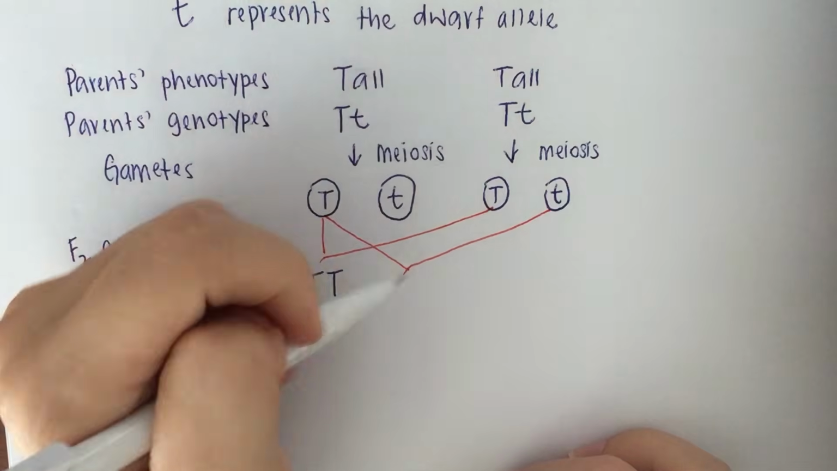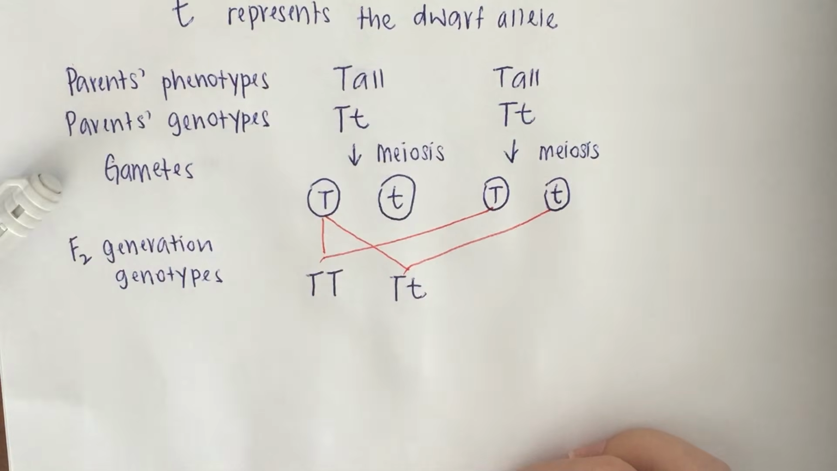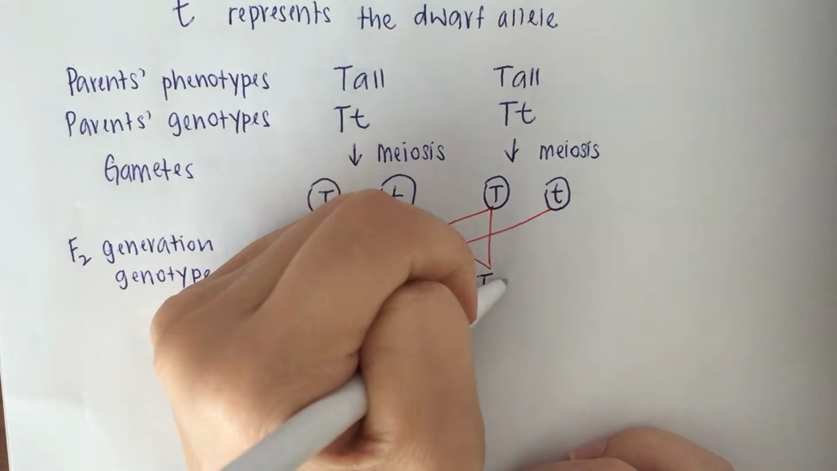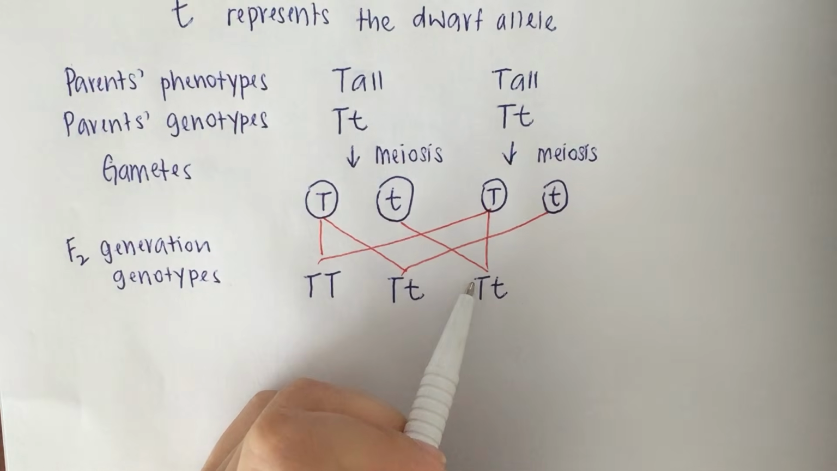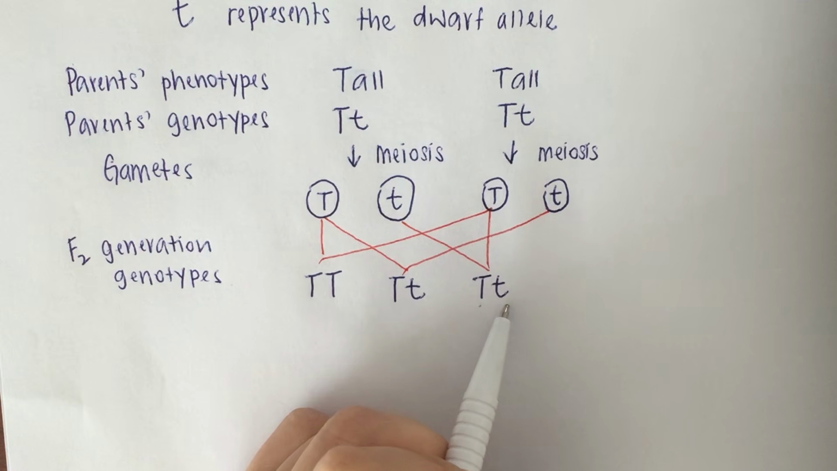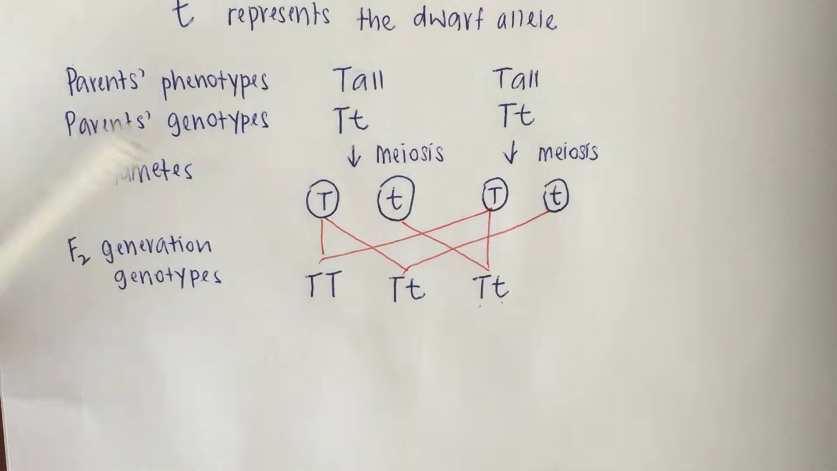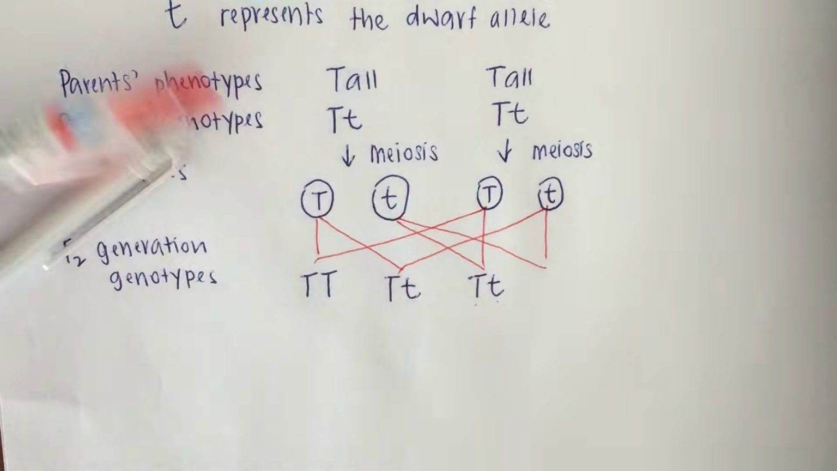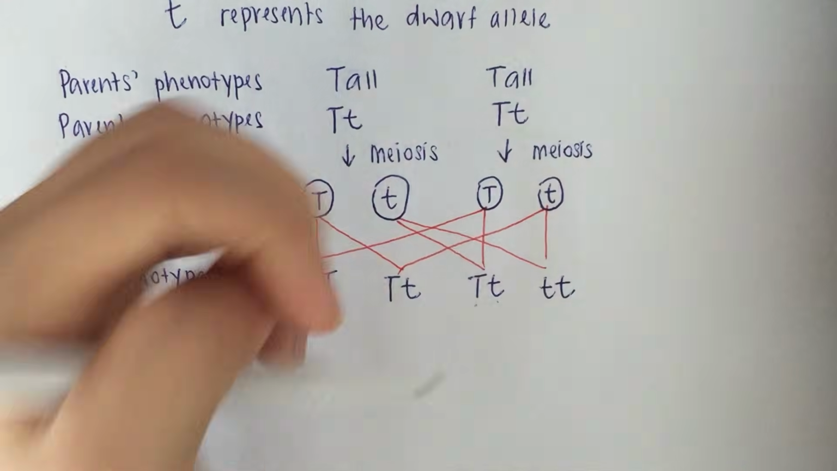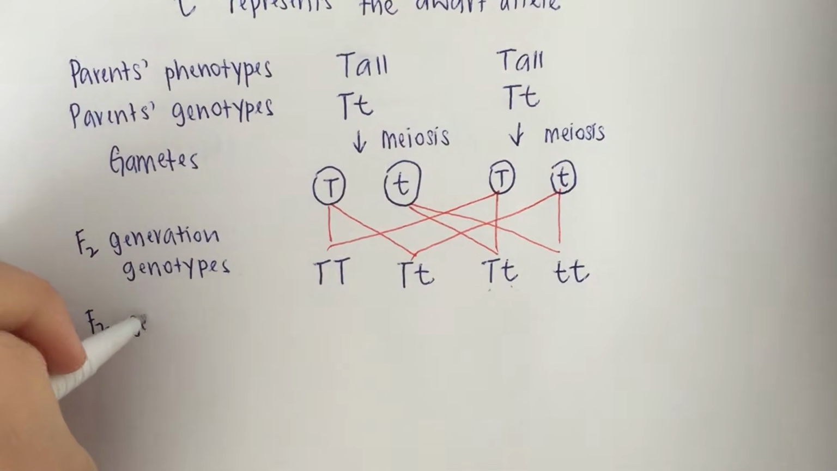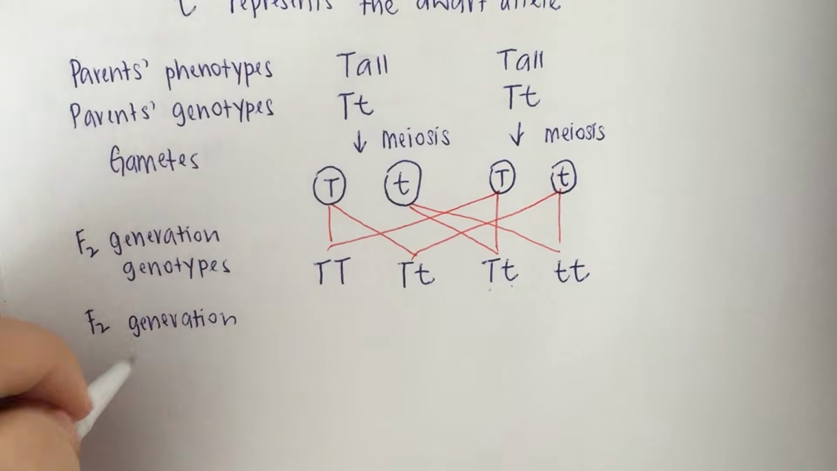This gamete with this gamete, right? Now bear in mind that by convention, we always place the dominant allele before the recessive allele. And last but not least, the last genotype. Then you need to indicate the F2 generation phenotype.